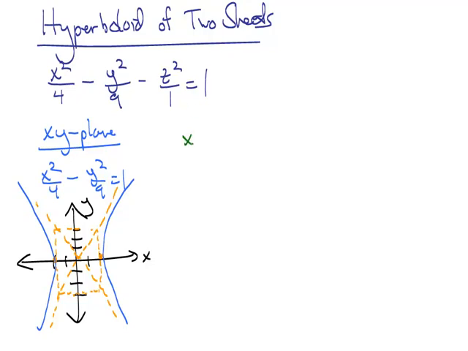How about the xz plane? Well, I'm glad you asked. Here, y is equal to 0, so I have x squared over 4 minus z squared is equal to 1, or z squared over 1 if you like. So another hyperbola.